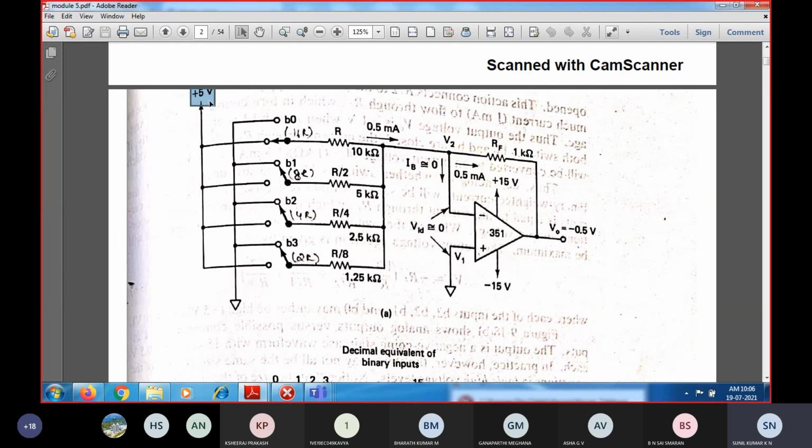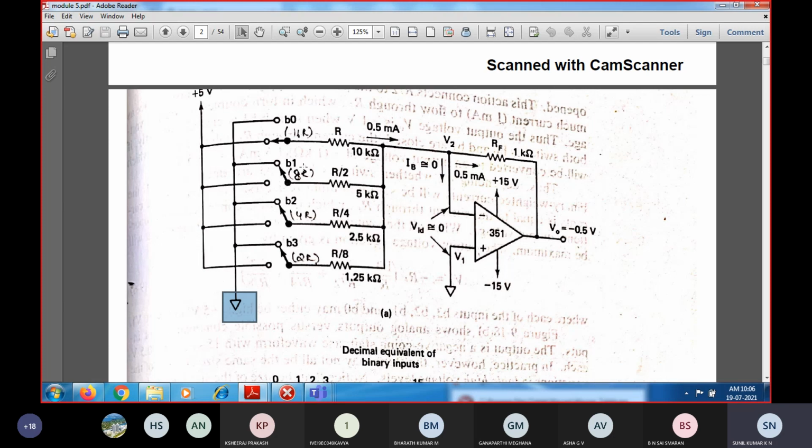For this we have taken binary logic high as V reference equal to 5 volts, and if I want to connect 0 to the corresponding bit position, we use the ground. So logic high corresponds to plus 5 volts, and logic 0 corresponds to ground. Since there are 4 bits as input, we have 2 to the power 4, that is 16 combinations as output, starting from 4 zeros to 4 ones.